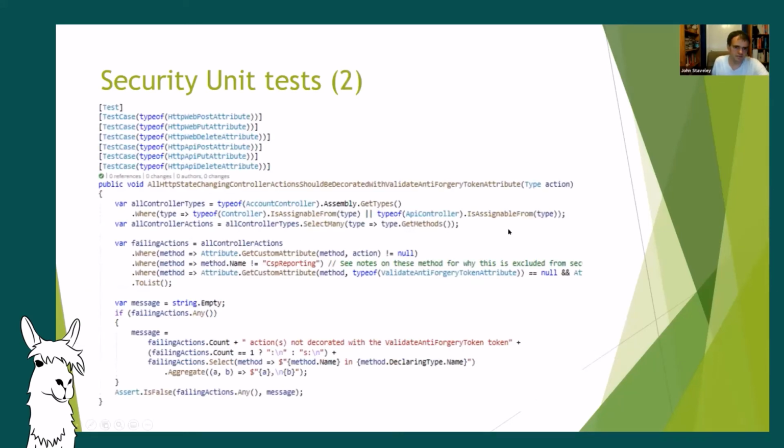So here's another one that checks for an anti-forgery token. All HTTP state-changing controller actions should be decorated with validate anti-forgery token. So again, by reflection, it checks that each of the post, put and delete actions are checking for anti-forgery. So this is countering the CSRF attack.